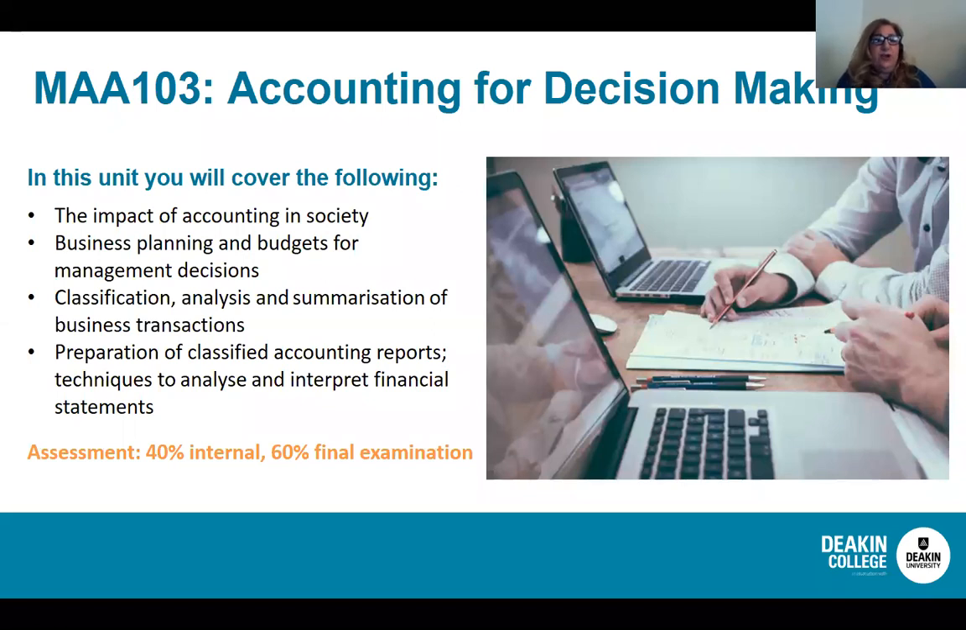So in this unit, you will cover the impact accounting has in society. You'll be looking at budgeting and a tool known as cost volume profit analysis. You'll go through how to analyze and classify transactions and record these into reports, how to classify reports, and how to analyze and interpret financial reports. The internal assessments weigh up to 40%, and the final exam is worth 60% in this unit.